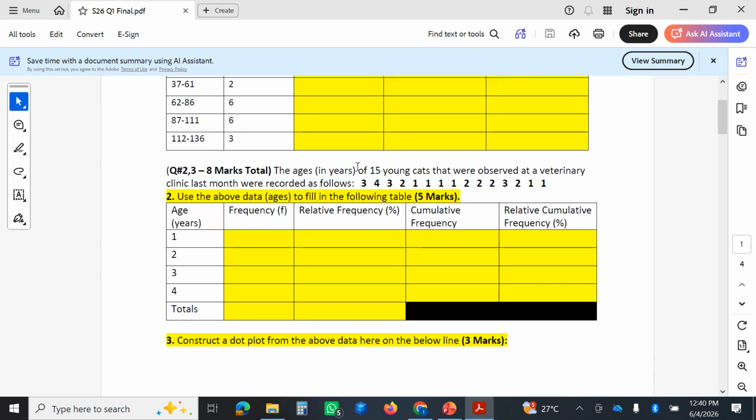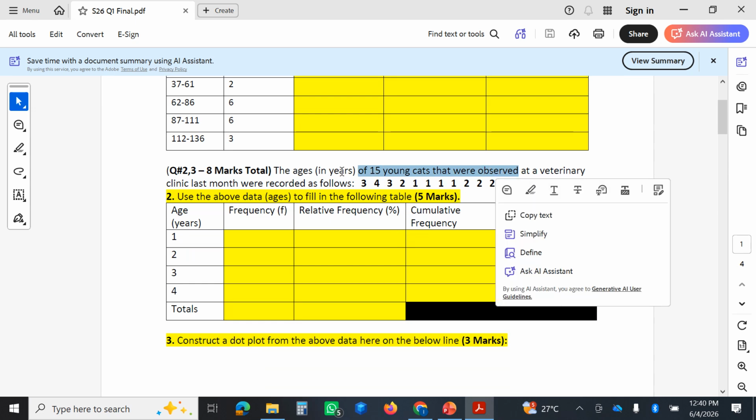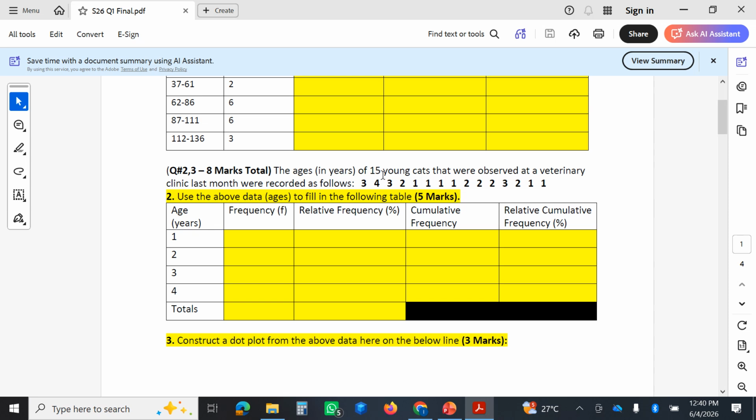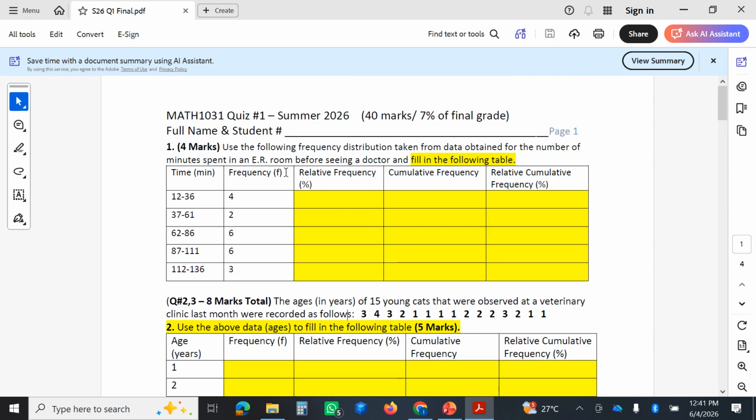Here, the ages of 15 young cats were observed at a veterinary clinic. Boy, where did I get that question from, eh? Change the numbers around. So here's your ages, 1, 2, 3, 4. Right? This is discrete, right? We don't have 2.5-year-old cats. So I want you to figure out your frequency. There's your totals, relative frequency, cumulative frequency, and relative cumulative frequency. Okay? And you'll see the marks are there.